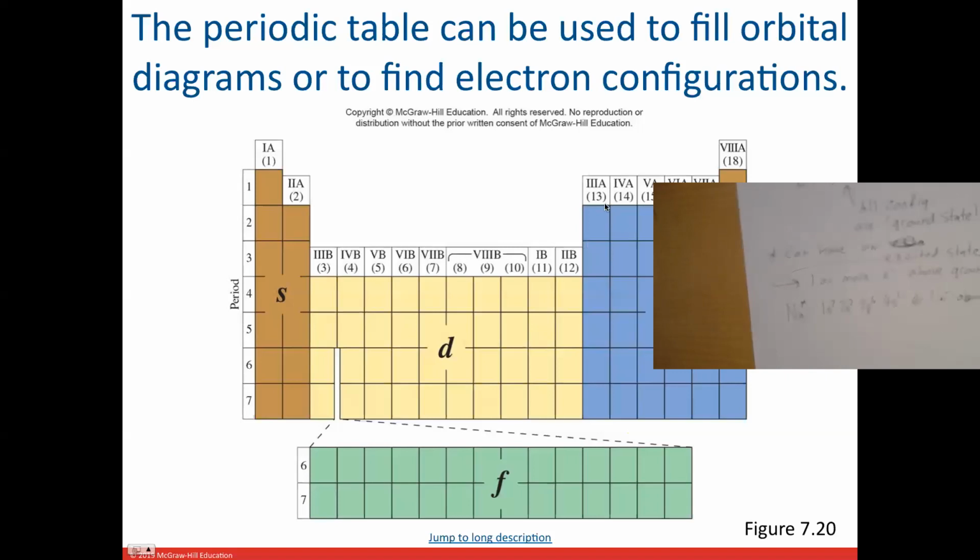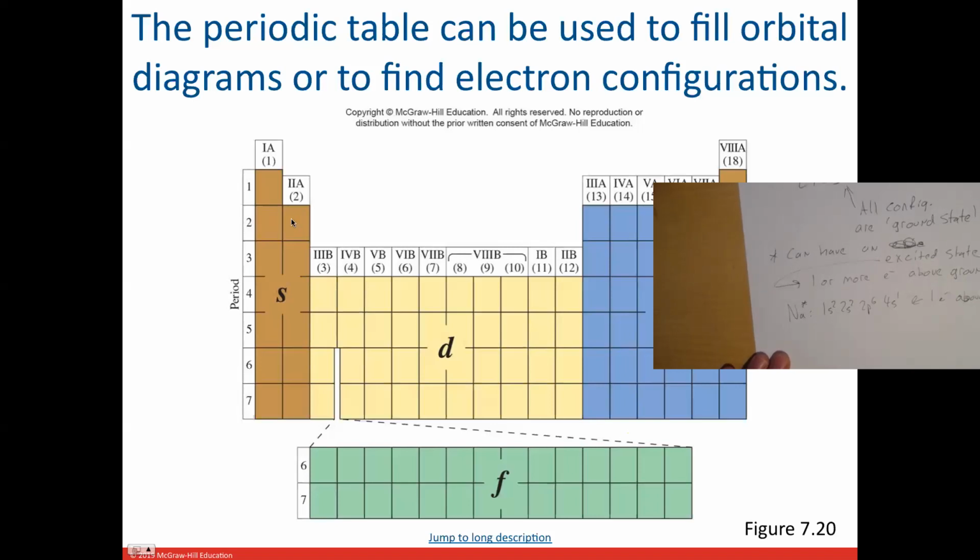So at any rate, the p orbitals are filling their p's. Everything in the 3A would be p1, everything in the 4A would be p2, 5A, p3, 6A, p4, 7A is always p5, right? All of those halogens. And everything in the 8A would be p6, right?